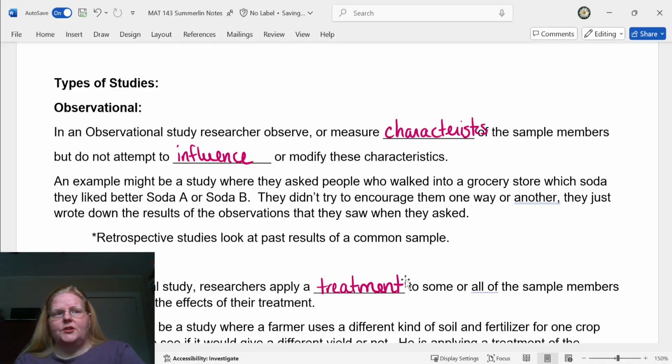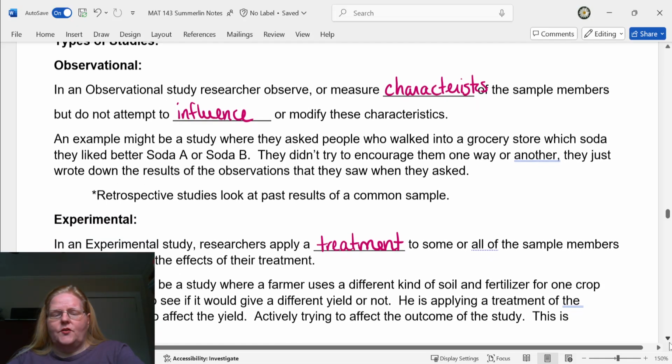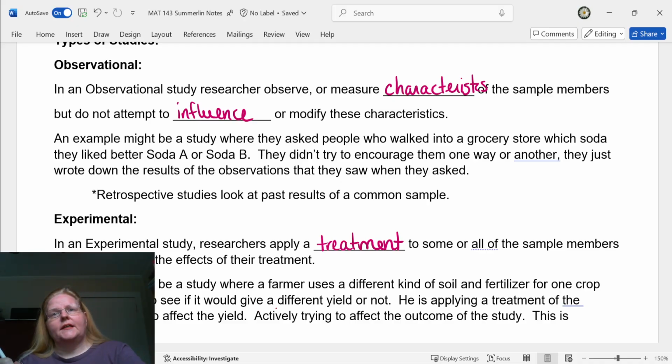The point of the treatment is usually to influence or modify characteristics. That's what they do it for. So that's why it would switch if you try to modify characteristics. That's why it was switched to an experiment. There are observational studies that look like they are experiments, but they are not. They are called retrospective studies. They look a lot like experiments, and you think they're going to be experiments, but they are not. It's because they are using past results of a common sample, and we'll talk about some of those in a minute.